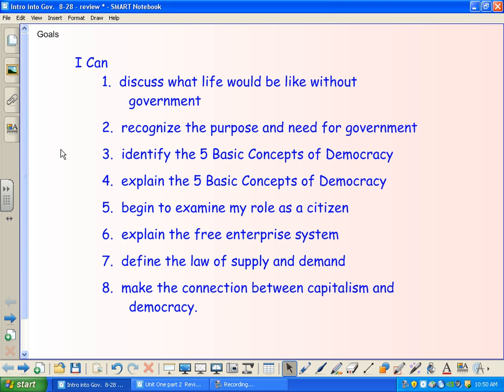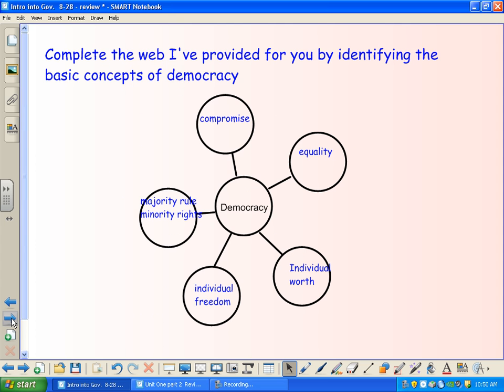Okay, let's begin this review. I want to go over the goals first with you. The goals included: discuss what life would be like without government, recognize the purpose and need for government, identify the 5 basic concepts of democracy and be able to explain them, examine your role as a citizen, explain the free enterprise system, define the law of supply and demand, and make the connections between capitalism and democracy.